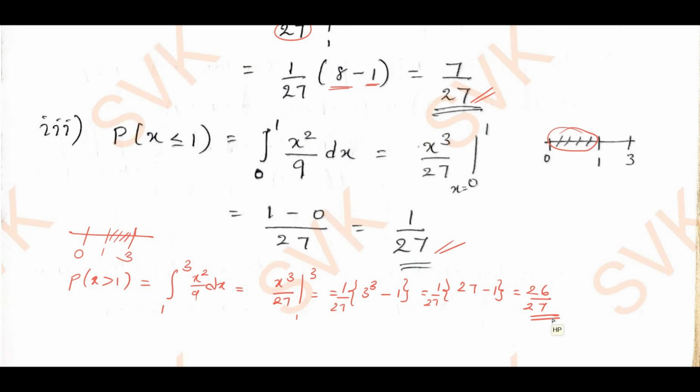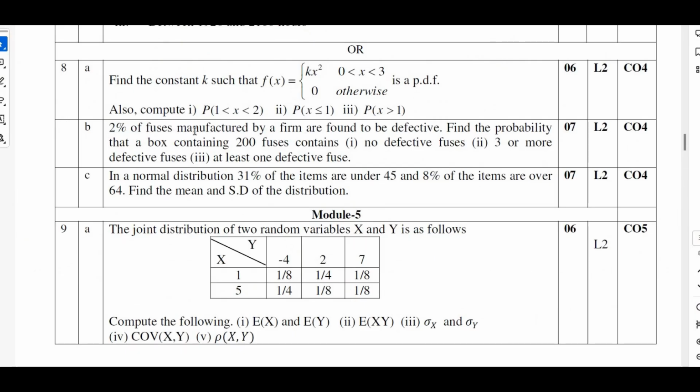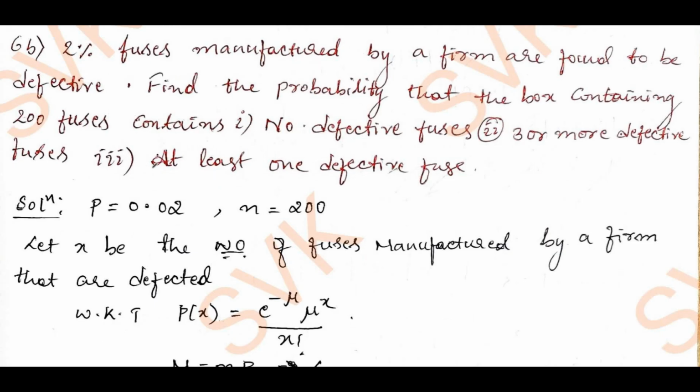So this is how to calculate the problems of PDF. Moving on to the next problem. 2% of fuses manufactured by a firm are found to be defective. Find the probability that a box containing 200 fuses contains no defective fuses, 3 or more defective fuses, at least 1 defective fuse. So this is how to solve that problem.